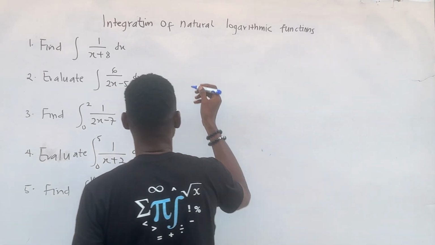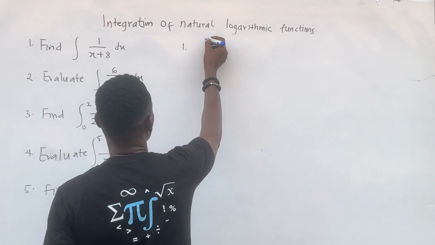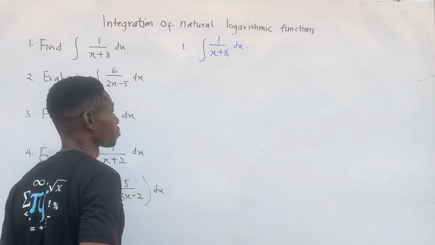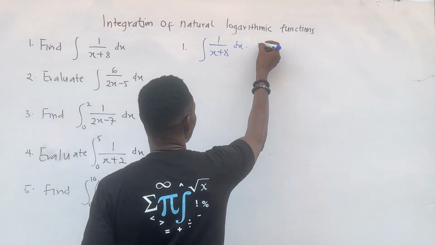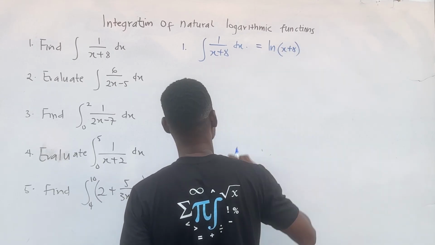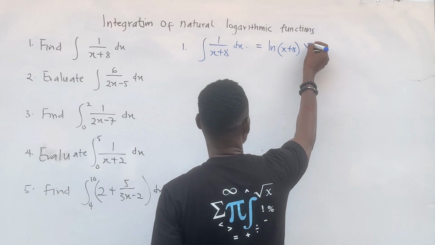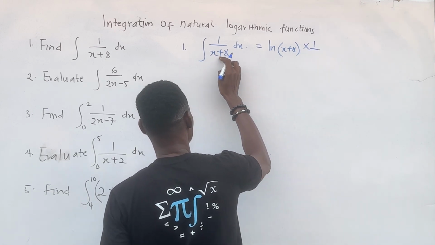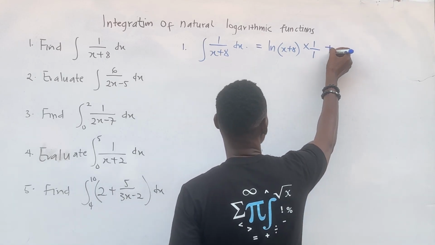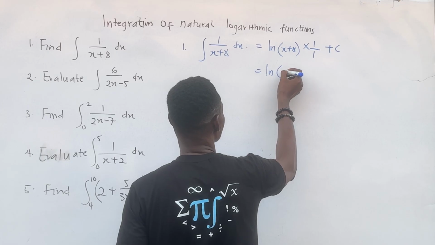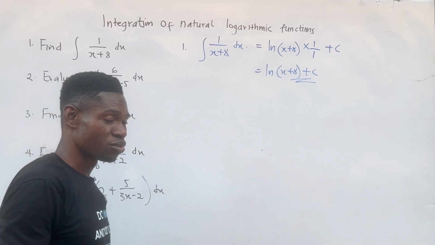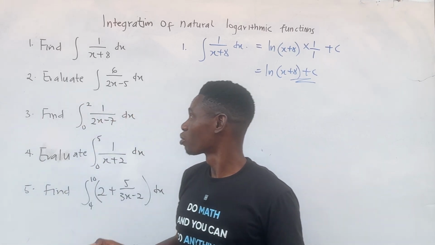Okay, number 1. We are to integrate 1 over x plus 8 with respect to x. So it's straightforward. Our answer is ln of x plus 8. Remember, multiply by 1 over the derivative: if you differentiate x plus 8, you have 1, because differentiating x gives 1 and the 8 gives 0. Plus c. And then your final answer is ln x plus 8 plus c. So that's a straightforward one, and that's number 1.